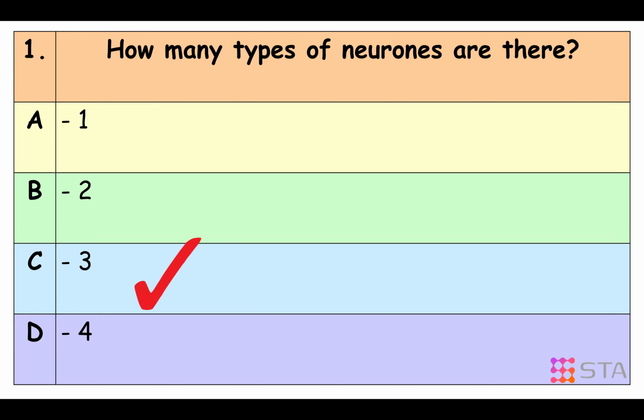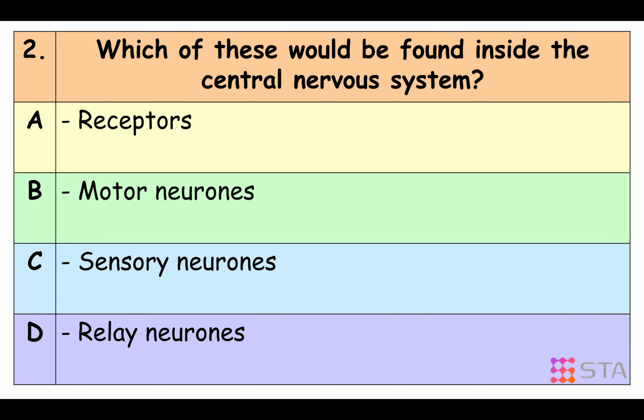Number 2, which of these would be found inside the central nervous system? Take your time. And the answer is, of course, the relay neurons. The others are outside the central nervous system.